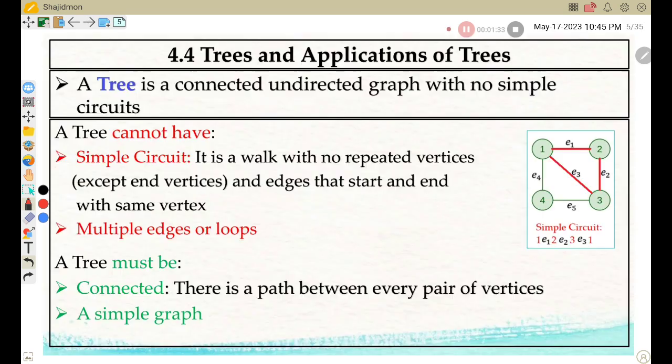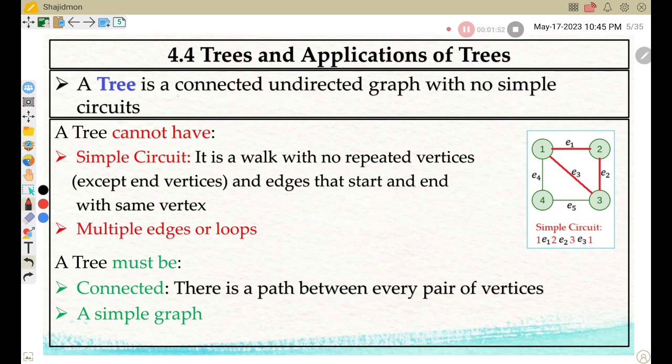Now let's start the ideas here. Whatever we are discussing in this section, we tell the ideas first, briefly, what is the meaning. Then we will go to the exercise and do more questions in the exercise. So let me start with the definition of tree.